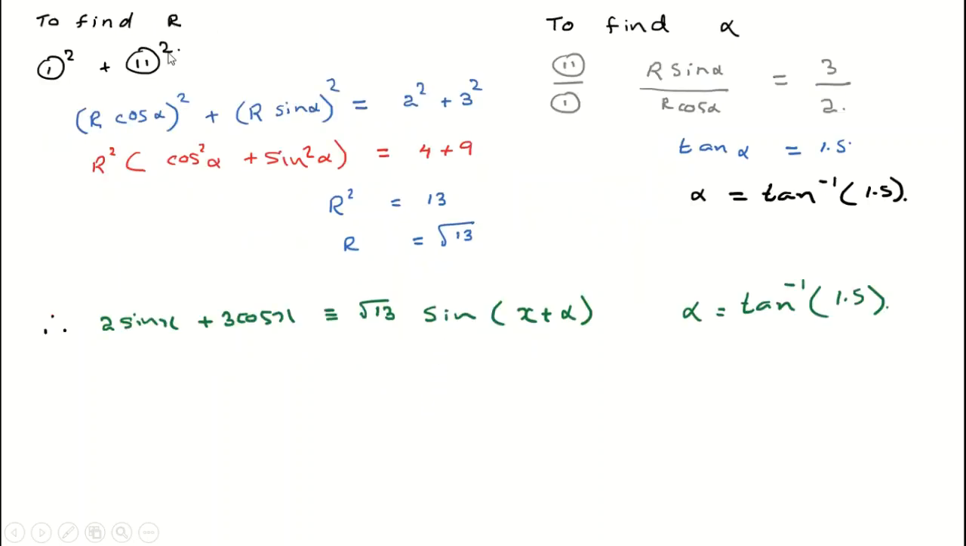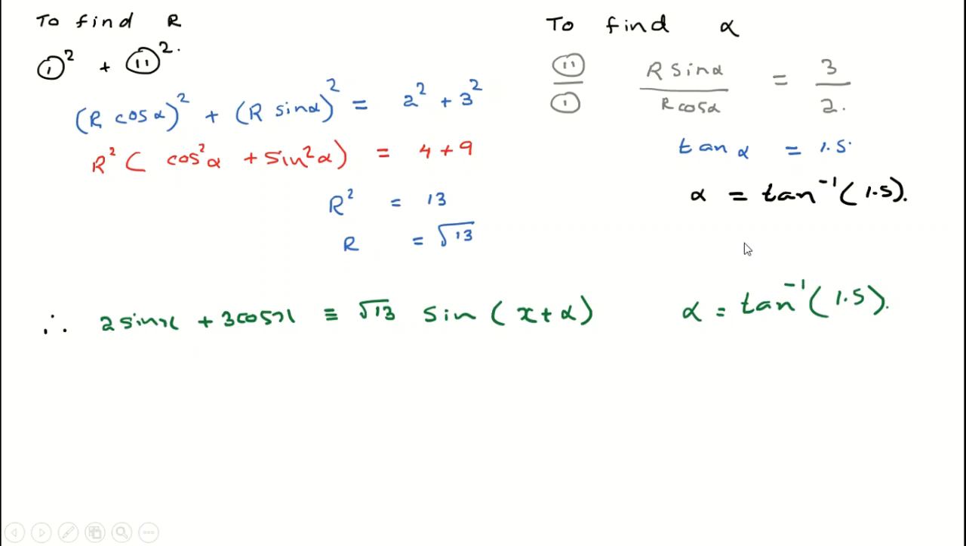So here you can see r cos alpha squared plus r sin alpha squared equals 2 squared plus 3 squared. R squared is taken out, cos squared plus sin squared is 1. So this is 4, this is 9. R squared is equal to 13, r is equal to root 13. So r sin alpha over r cos alpha is 3 over 2. Tan alpha is equal to 1.5. So alpha is equal to tan inverse 1.5.